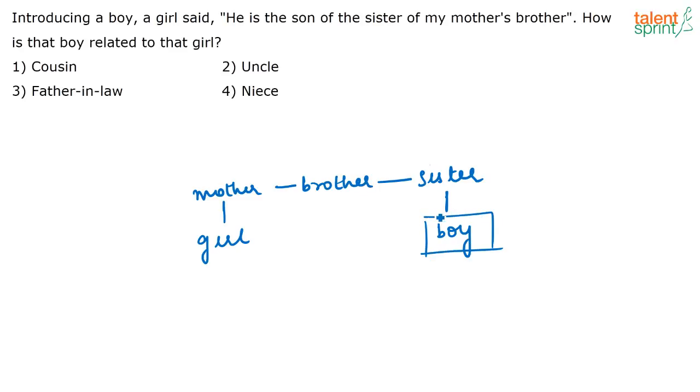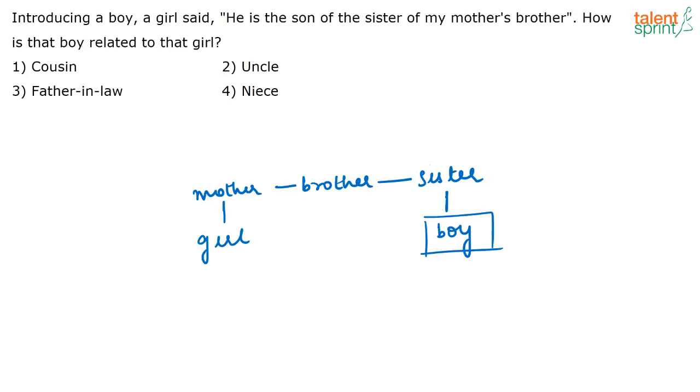Another case can be, see, this brother can have only one sister, that is none other than this girl's mother. That is also another possibility, because nothing like that is given. He is the son of the sister of my mother's brother. See, the sister of my mother's brother can be a separate person or it can be this girl's mother herself. So if it is this girl's mother herself, then the boy is going to be this girl's brother, correct? Or if this is the case, then this boy is going to be this girl's cousin.